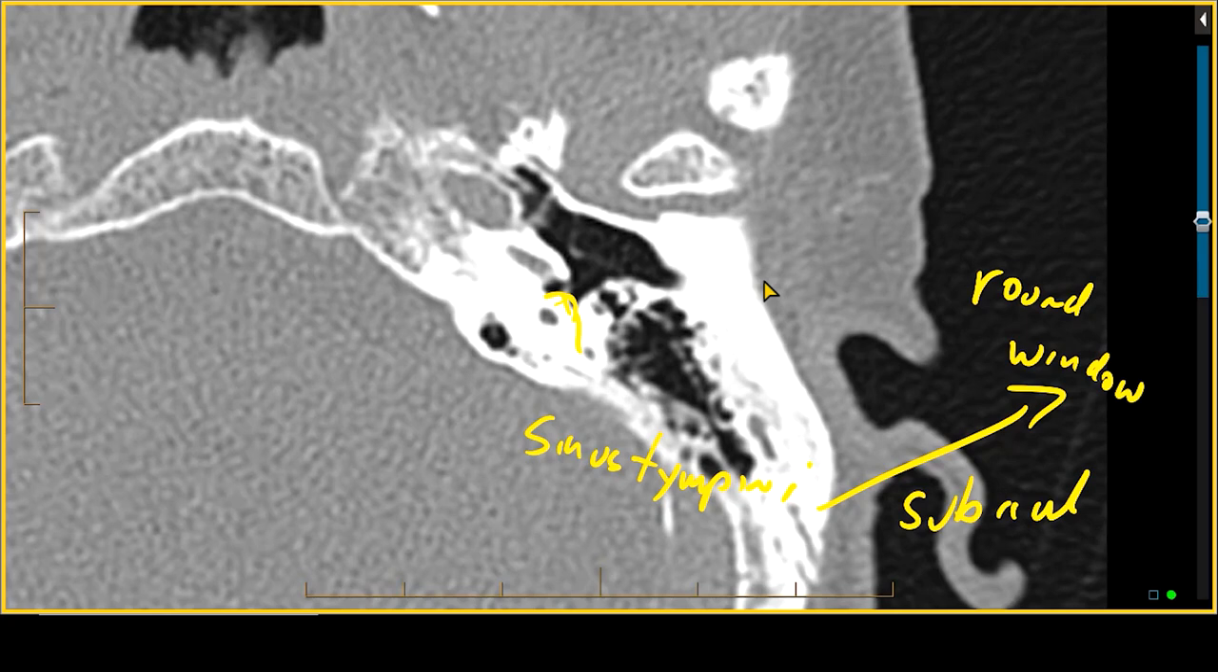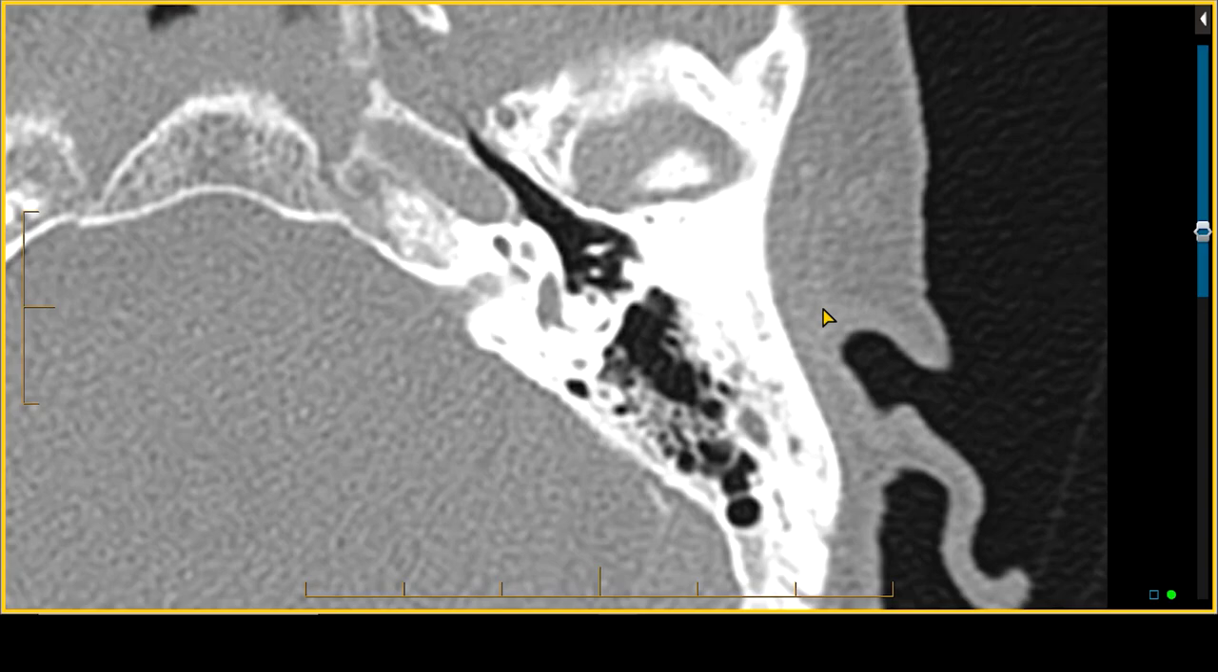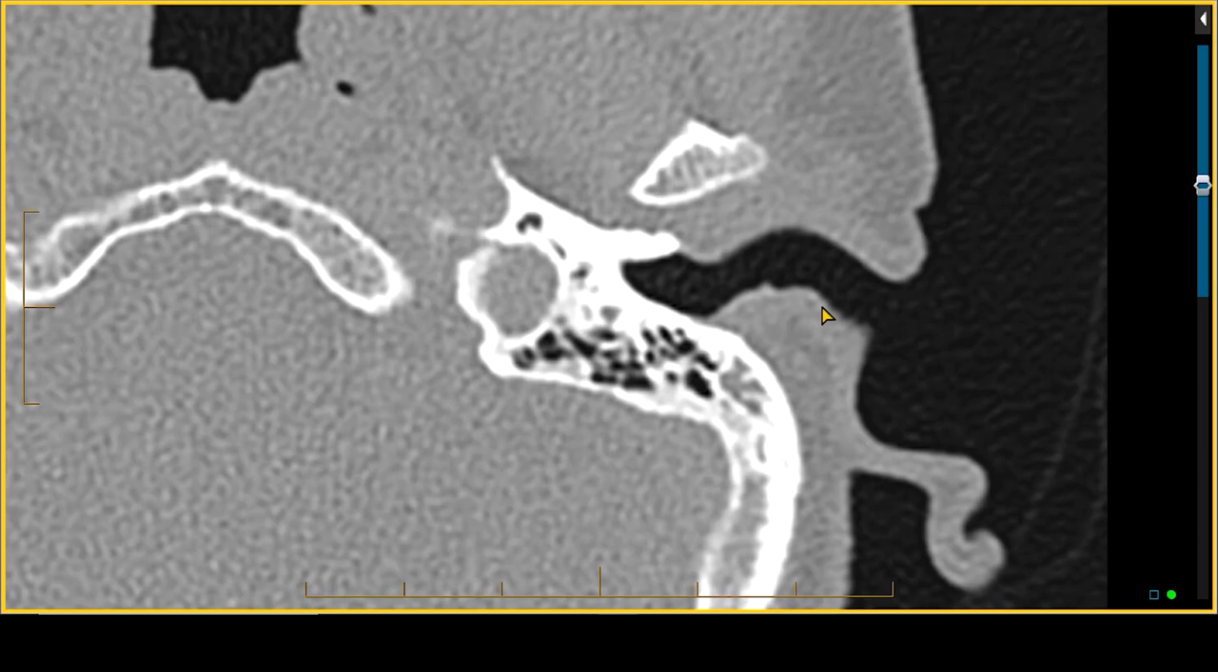And there's actually a connection between the sinus tympani and the oval window with the stapes, and that's called the ponticulus. So a little bit of middle ear anatomy. This is the cochlear promontory. The importance of the cochlear promontory is that's where we usually see glomus tympanicum. They sit right there on the cochlear promontory. I think that's a nice start to the review of the anatomy. Let's get to some pathology.